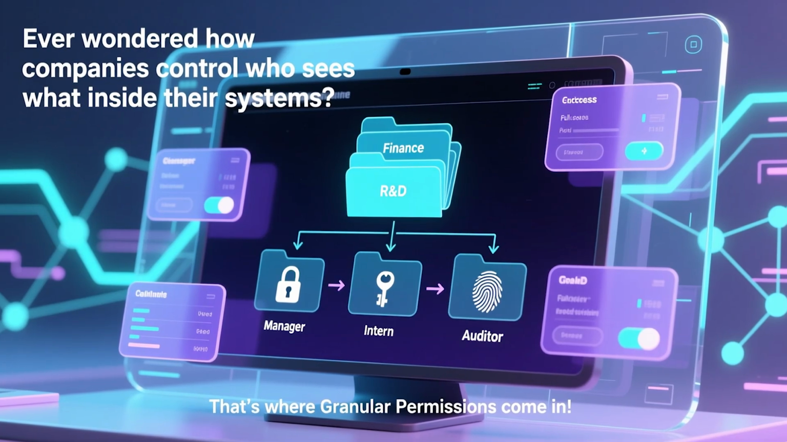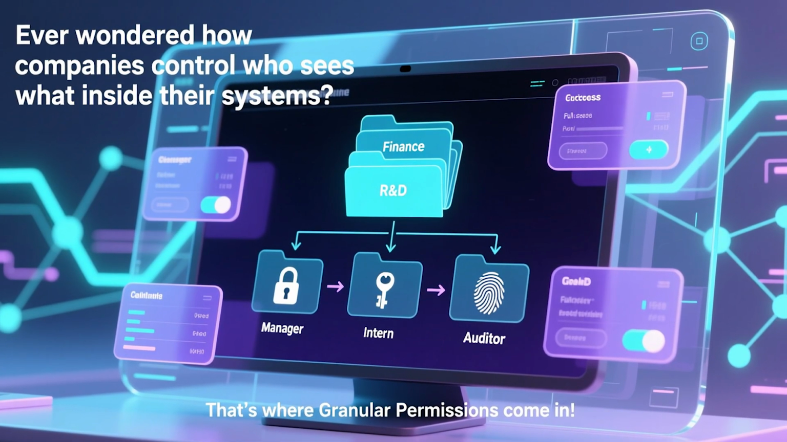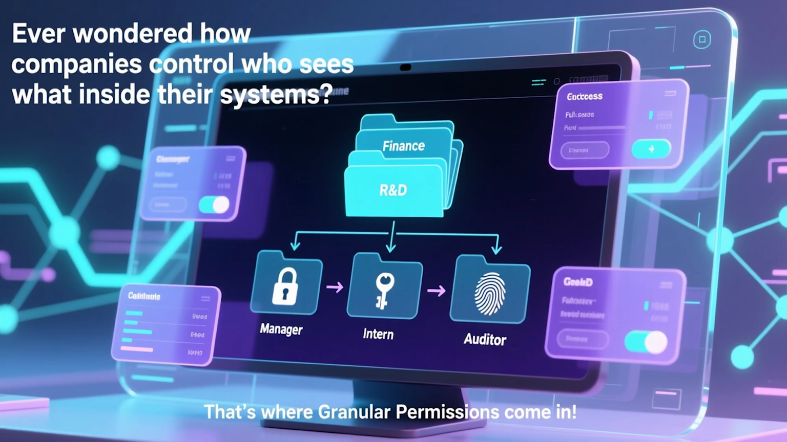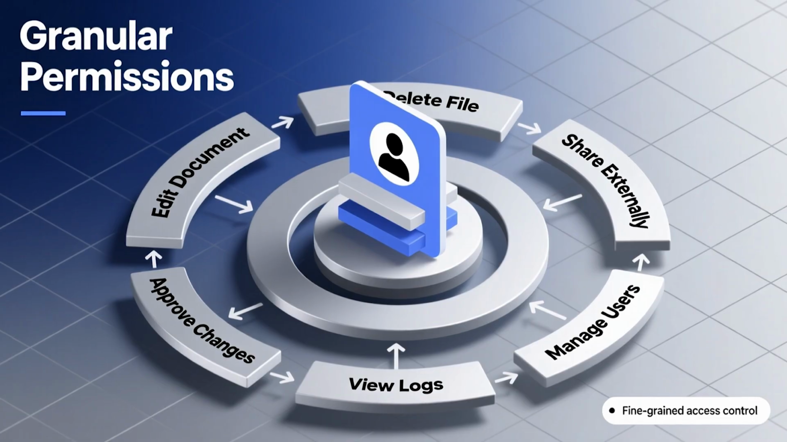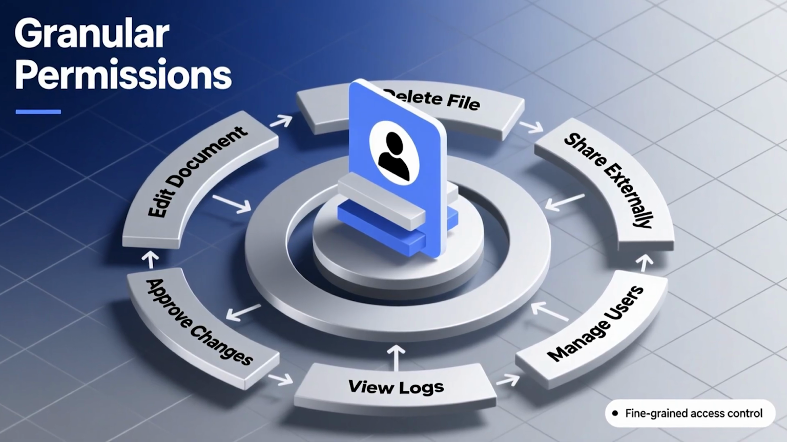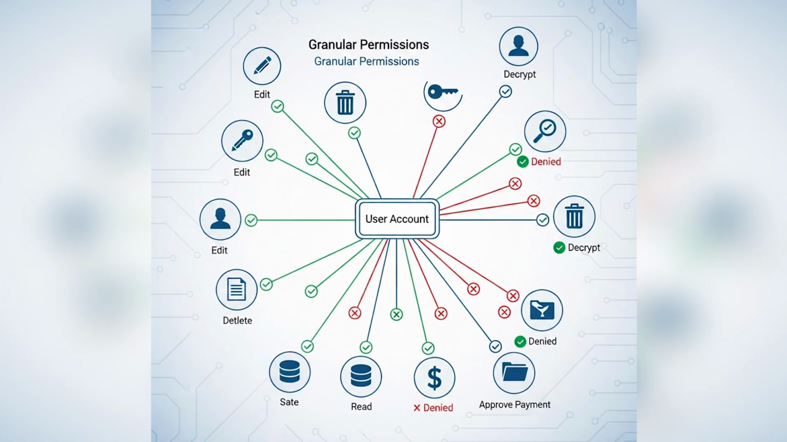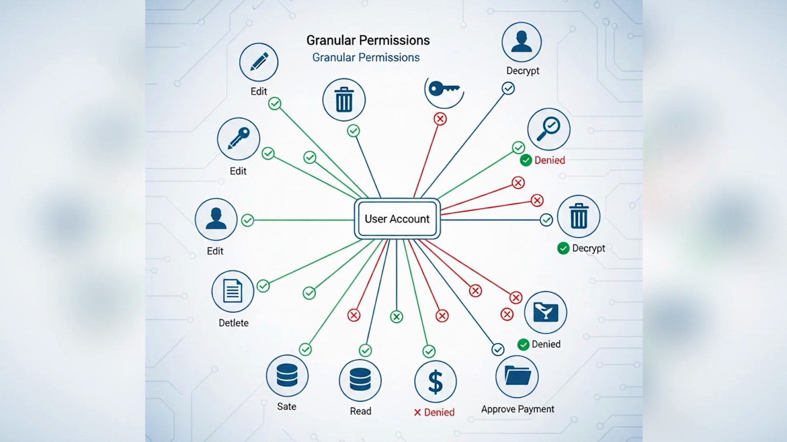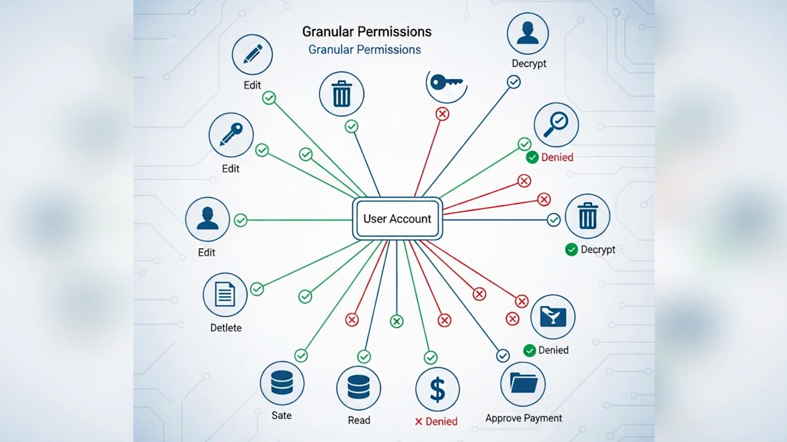Ever wondered how companies control who sees what inside their systems? That's where granular permissions come in. Granular permission means giving very specific and detailed control over what a user can or cannot do. Instead of just saying admin or viewer, you can define exactly what actions are allowed.